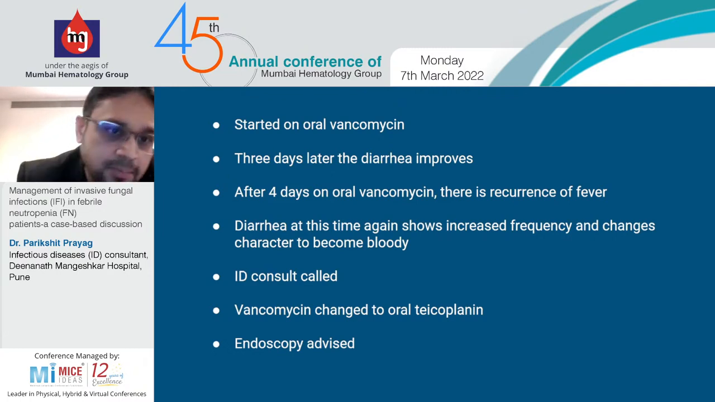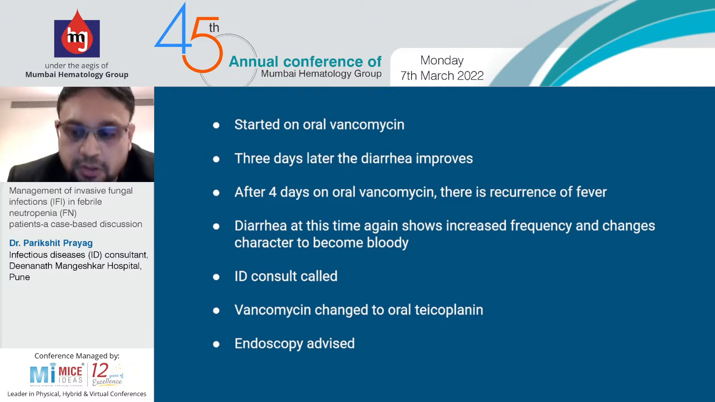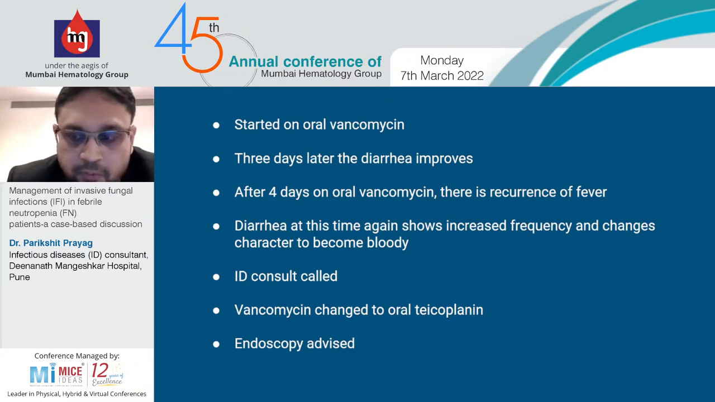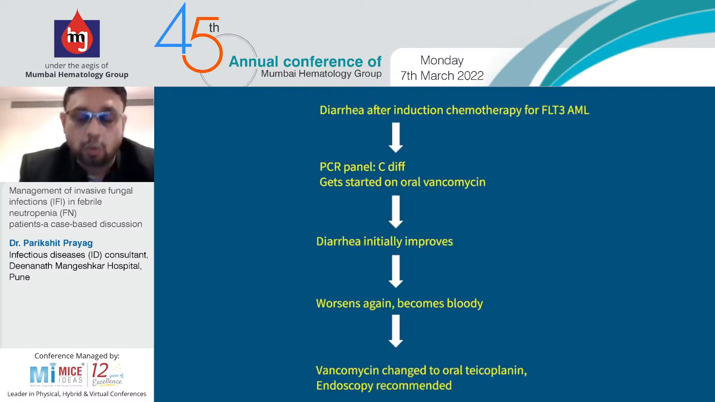So at this point of time, an ID consult was called. And initially we thought that he's having vancomycin refractory C. diff, something that we have unfortunately seen quite a bit of in our center. There are concerns about especially the NAP-B27 strain in India, which can be a little refractory to vancomycin. So he was changed to oral teicoplanin.